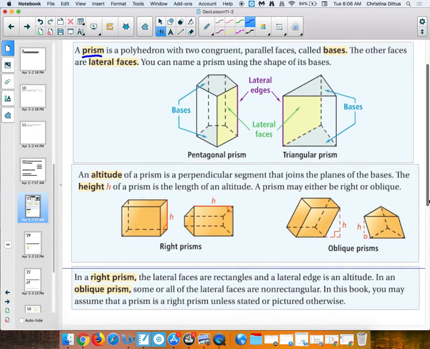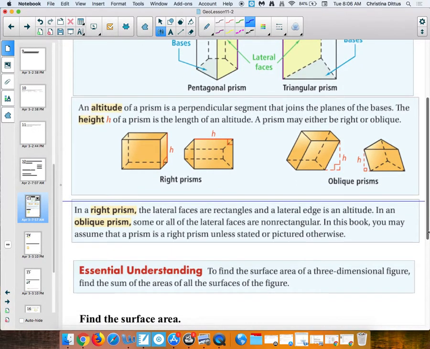An altitude of a prism, kind of like when we did our areas, altitudes always have to have the right angle associated with it, and it's kind of like the height of your prism. Just like when we talked about our triangles or trapezoids, our height was always with the right angle. It's the same sort of thing here. Sometimes it's outside your shape, just like in the areas we looked at last time. Sometimes it's inside your shape, depending on where your right angle is.